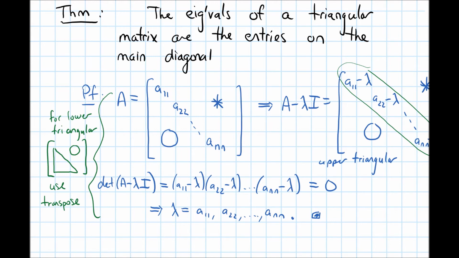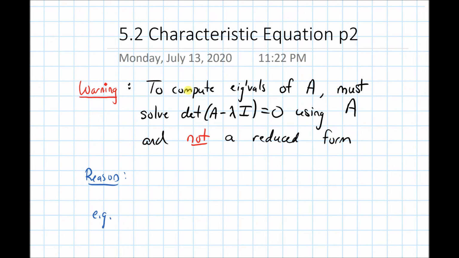It might be natural at this point to wonder: if I have a matrix A, I can always row reduce it to echelon form, and echelon form is always upper triangular. So could I just find the eigenvalues by row reducing my matrix, putting it in echelon form, and looking at the diagonal entries? Next I want to state a warning about that. If we want to compute the eigenvalues of A, we must solve the characteristic polynomial using the original matrix, not a reduced form.